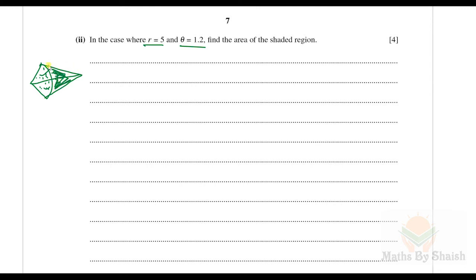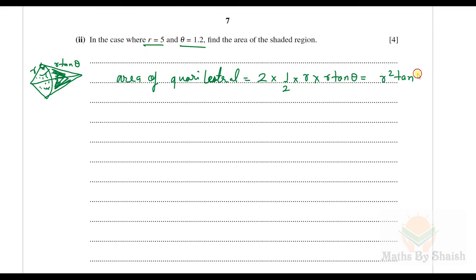So for that, we have r, which is given as 5, this as r tan theta, and we know that this angle is 90 degrees. So the area of the quadrilateral is going to be 2 times the area of the triangle, and the area of a triangle is half into base into height, that is r into r tan theta. So it becomes r square tan theta, because the 2 is cancelled by the half.